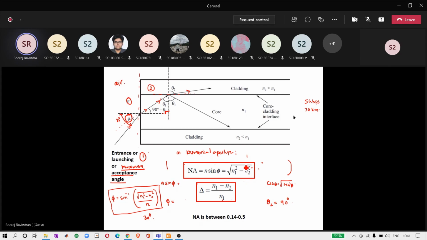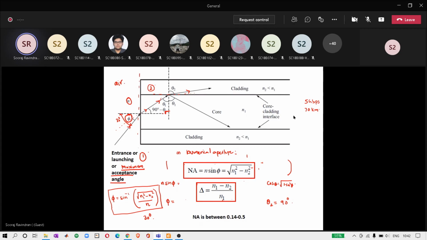Numerical aperture is a very important parameter of an optical fiber, and physically it defines the ability of an optical fiber to collect light. Numerical aperture can be defined for an optical fiber. It can also be defined for a lens. For example, those who are very interested in photography, those who have worked with cameras, would understand that a camera aperture has what you call a numerical aperture. If you want to take very good photographs, your camera should be able to capture as much light as possible, for which the numerical aperture of the camera should be as large as possible.